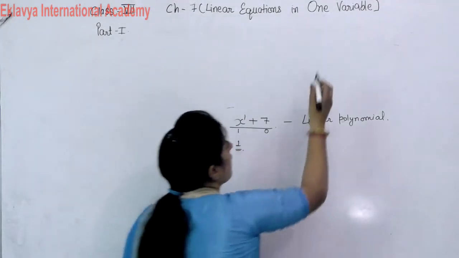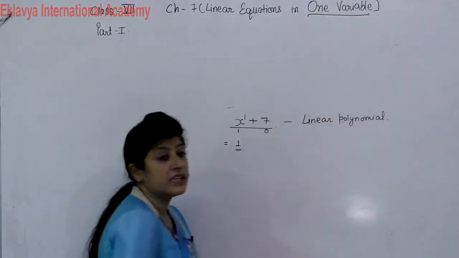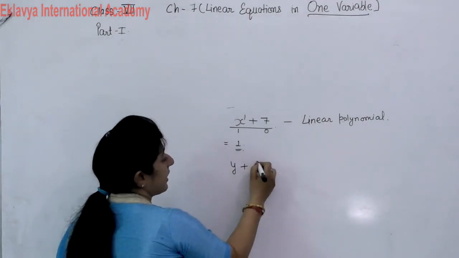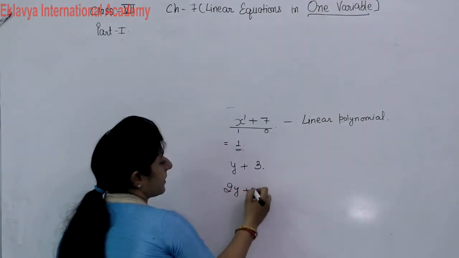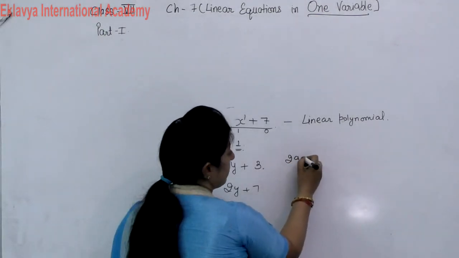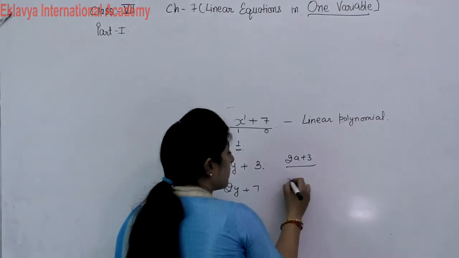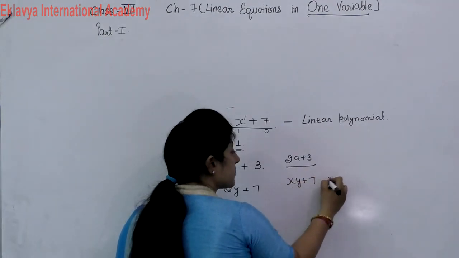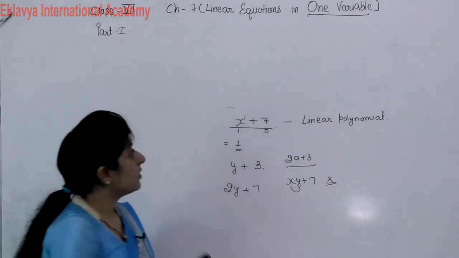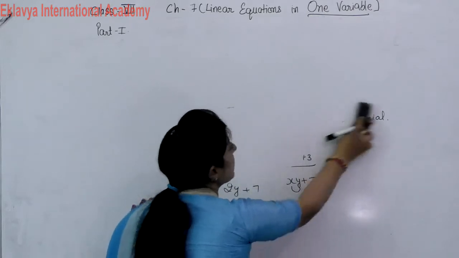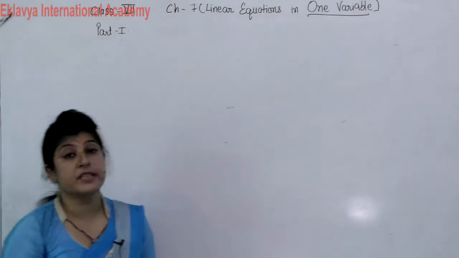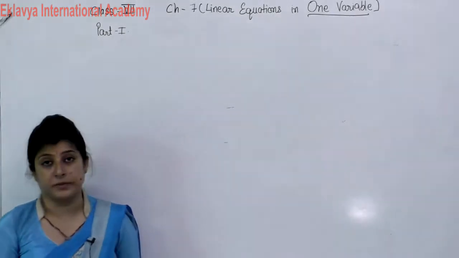Second thing, one variable. One variable means we are using only x, or only y. Suppose I write y plus 3, or 2y plus 7, then there is only one variable. If I write xy plus 7, it means it is not in one variable, it is in two variables. So linear means the polynomial degree should be 1, and one variable means there should be only one variable.